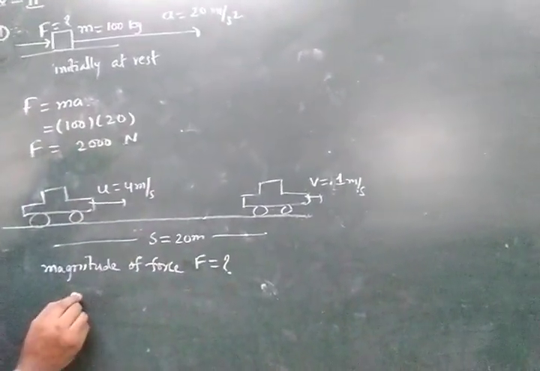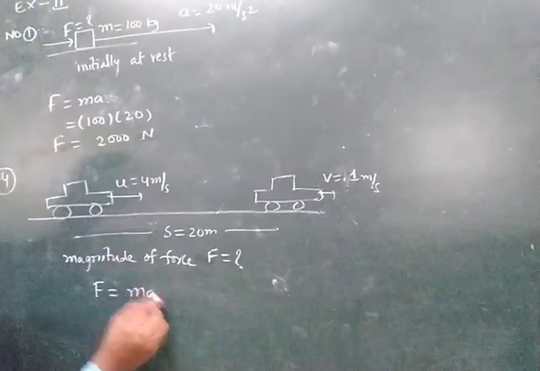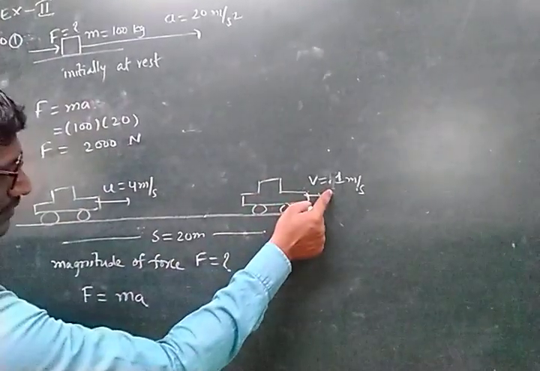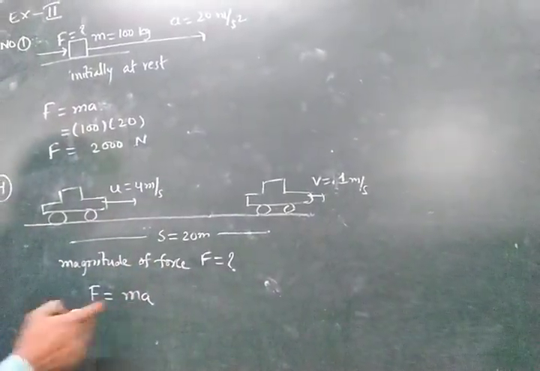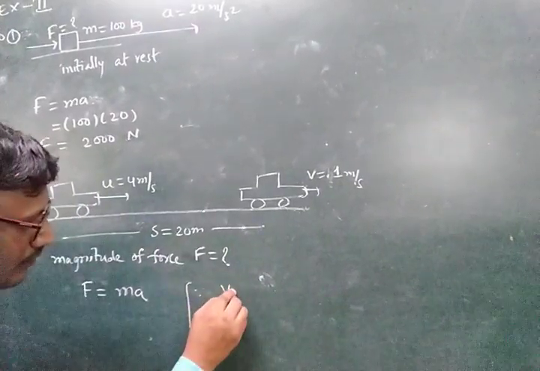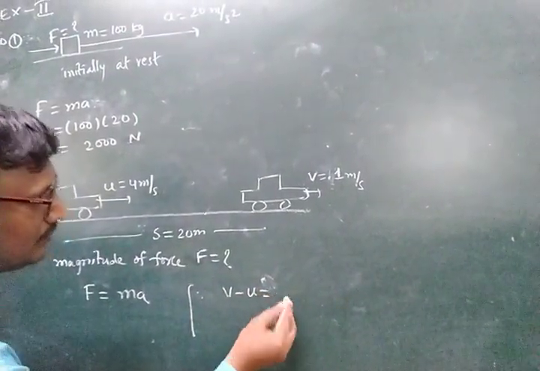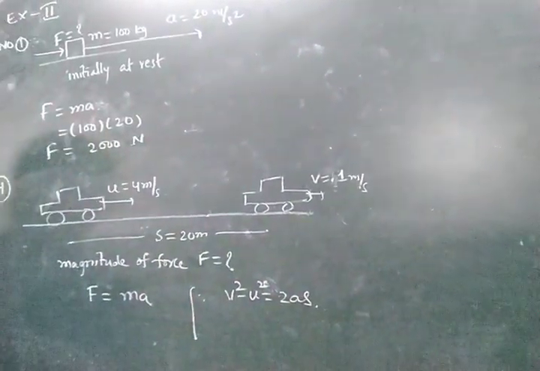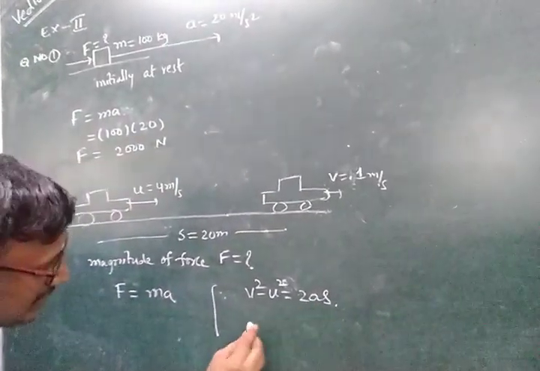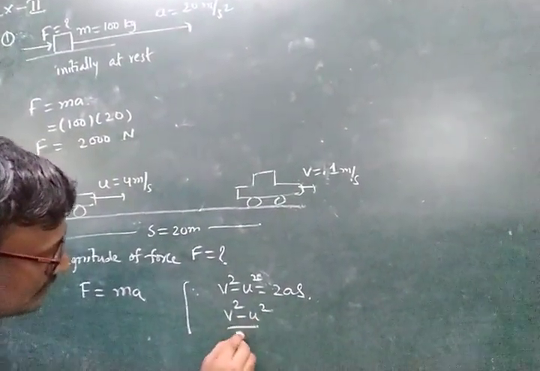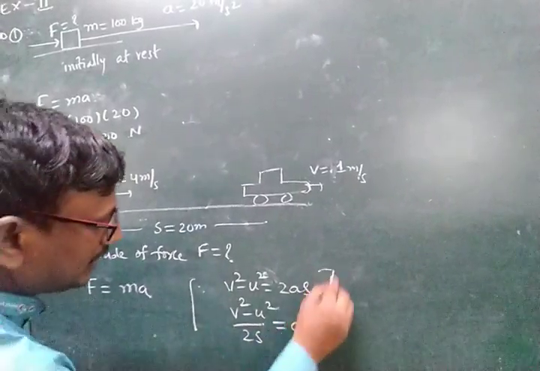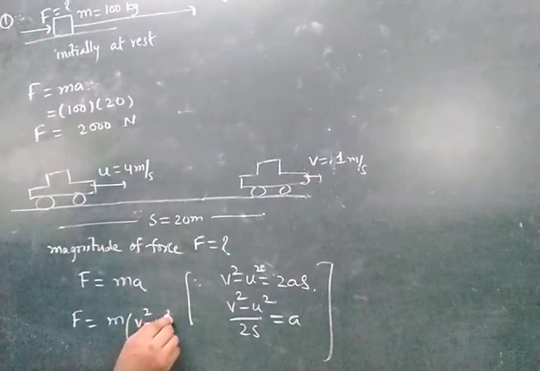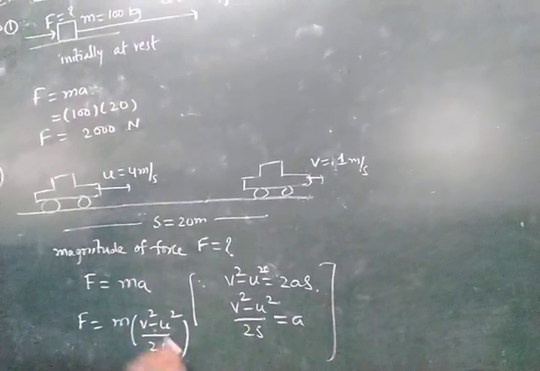Again, Newton's second law, F is equal to m into a. F is equal to m into a. But here the initial velocity, final velocity, and displacement are given. Now it is converted. We know that v square minus u square is equal to 2as. Now a is equal to v square minus u square by 2s. Now substitute here. F is equal to m into v square minus u square by 2s.